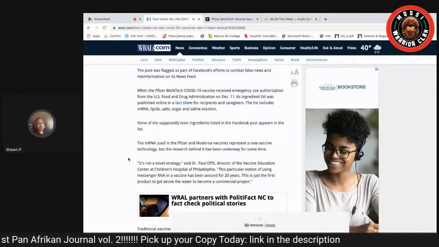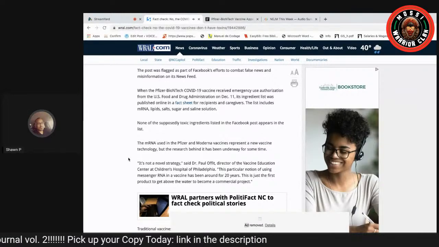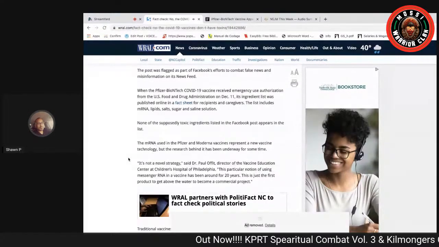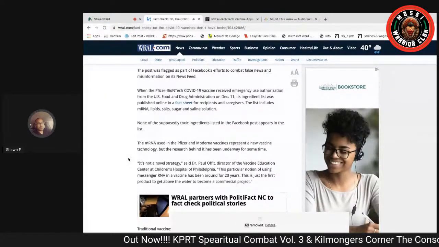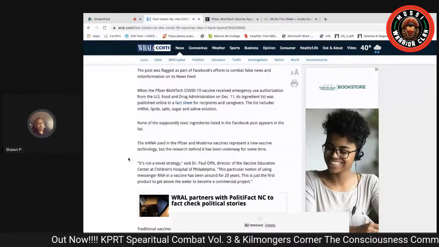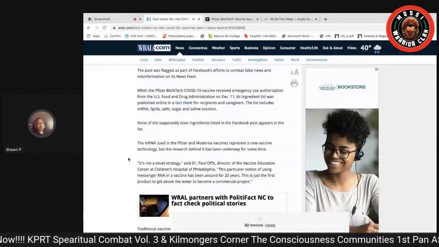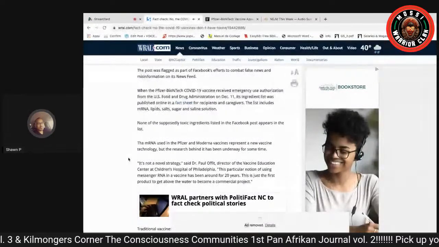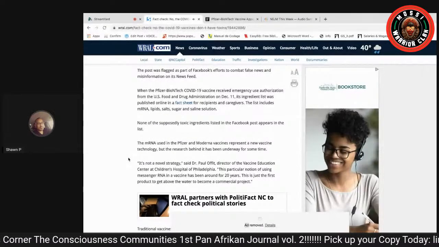The mRNA used in the Pfizer and Moderna vaccines represent a new vaccine technology, but the research behind it has been underway for some time. It's not a novel strategy, said Dr. Paul Offit, director of the Vaccine Education Center at Children's Hospital of Philadelphia. This particular notion of using messenger RNA in a vaccine has been around for 20 years. This is just the first product to get above the water to become a commercial product.